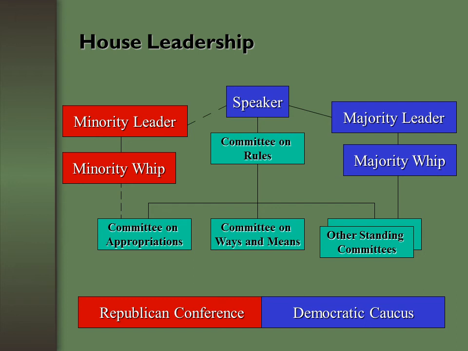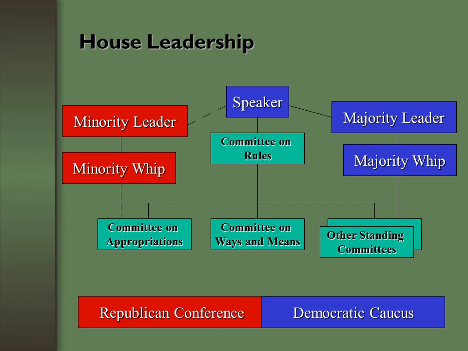The Speaker of the House is the leader of the House. Remember, he's voted in by the majority of the members of the House. So of course, whichever political party has the majority, the Speaker will be a member of that political party. As you can see, in the House you have both majority and minority leaders, and you also have what are called whips. Hint, hint, what are whips?